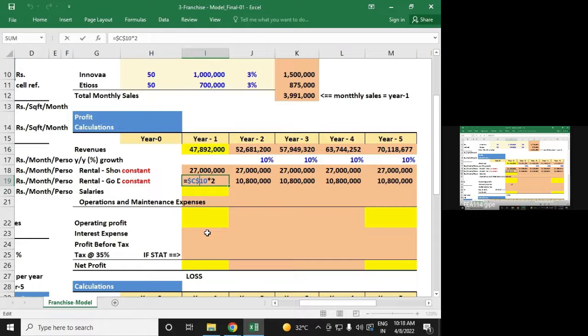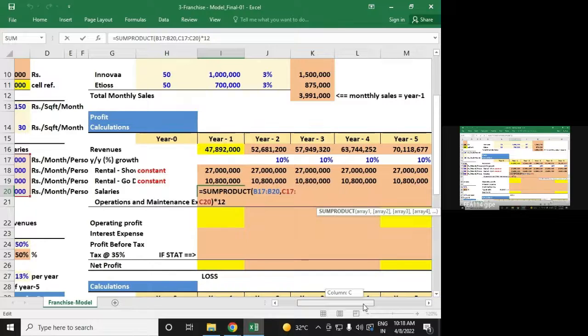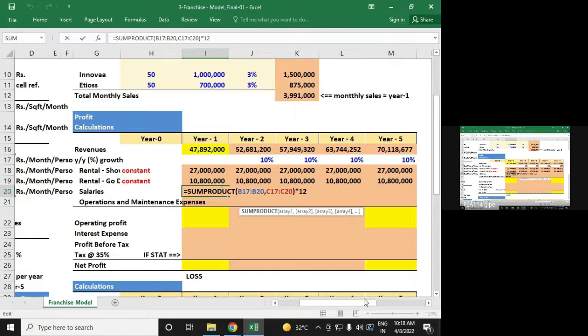And salaries, you have so many staff and their per month salary is given. So we can use the function SUMPRODUCT. SUMPRODUCT will multiply the elements and add that number, into 12. SUMPRODUCT, number of staff, comma, per person per month salary, but that will give you monthly salaries. So multiply it by 12 to get the annualized number.